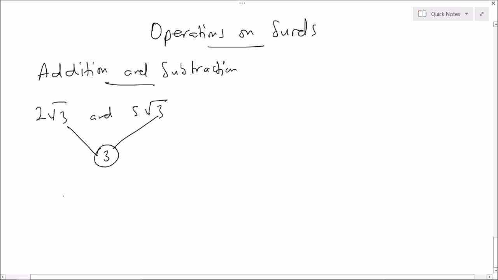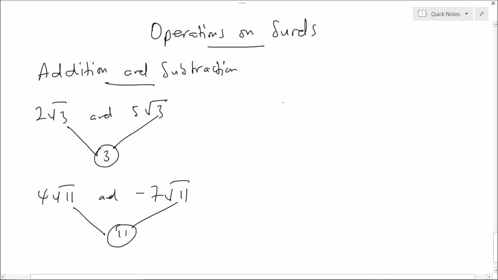Another example of two like sets or sets that are the same are 4 root 11 and minus 7 root 11. Again, we say these two sets are the same or they are like sets because they have the same radicals. That the value here is 11 and the value here is also 11. Hence, these two sets are the same. Now, to add or subtract sets, the radicals must be the same as we have here.